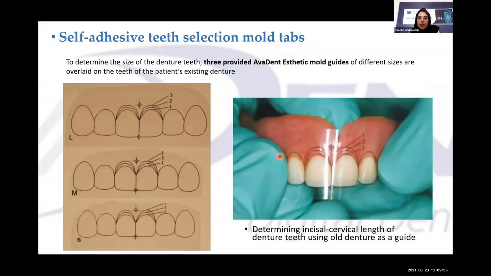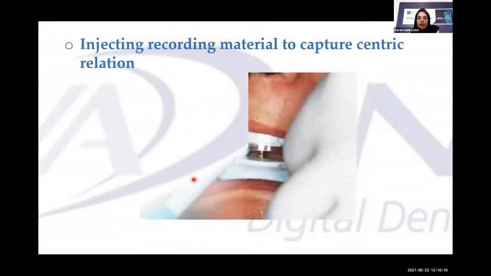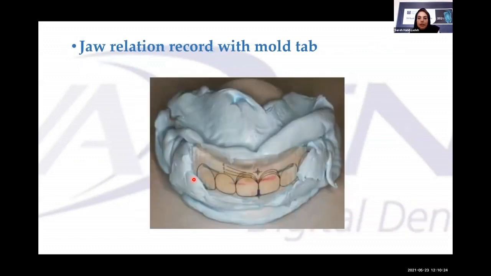And we have these selection tabs. We can place them on the previous denture of the patient. They come in various sizes. You see, we have the average size, small size, or large size in different molds and different sizes. Or you can place them on the maxillary AMD in the patient's mouth and secure them with flowable composite. After this information is gathered, we will inject the recording material between the maxillary and mandibular AMD. And finally, we have this to be scanned.